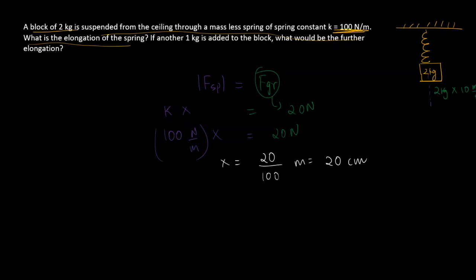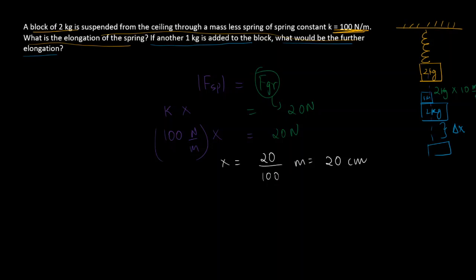But the second part of the problem is, if another 1 kg is added to the block, what would be the further elongation? So what would happen then is, if the block has already reached a certain position, you add 1 more kg on it, it will just elongate a bit more, and we need to find the delta x that you get from it.